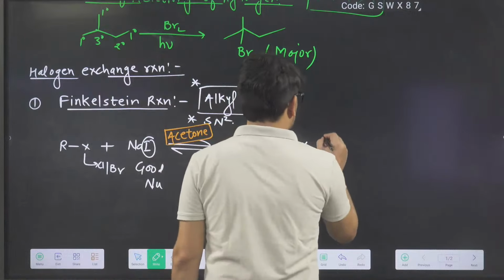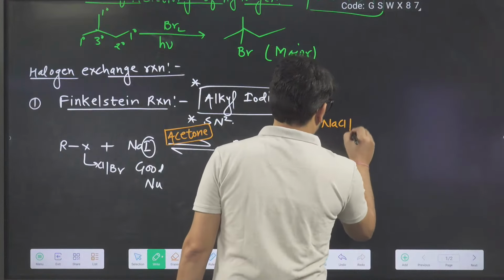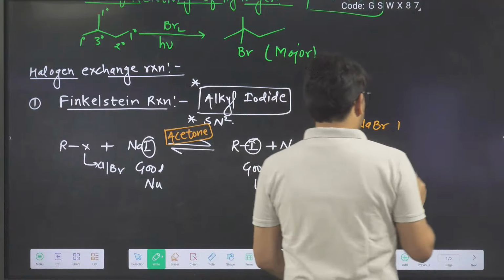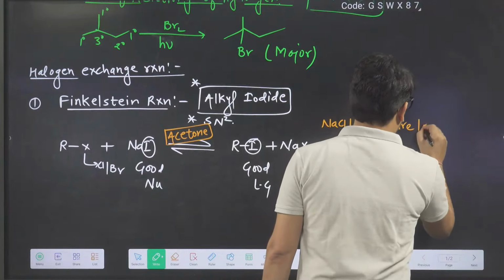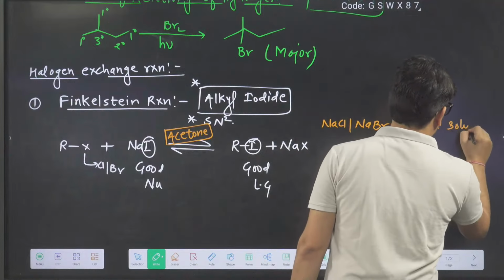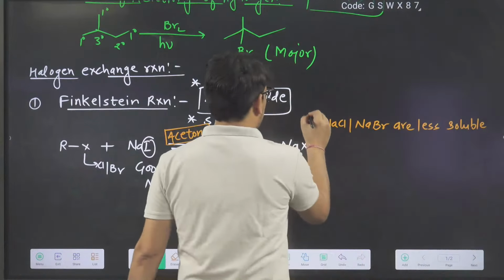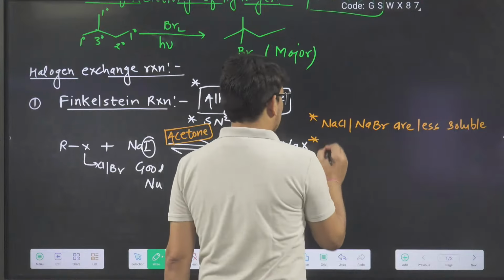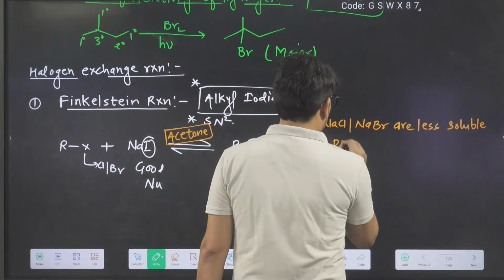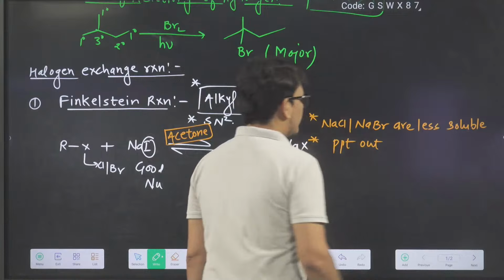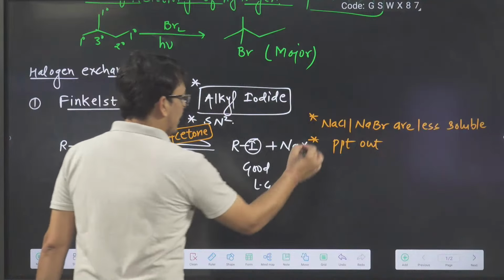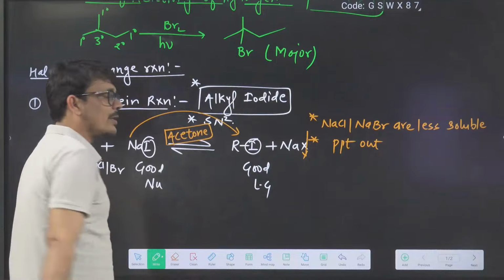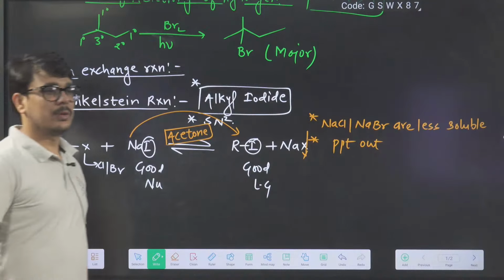In acetone, NaCl and NaBr are more soluble or less soluble? Less soluble. So they will get precipitated out. If they get precipitated out, the backward reaction is not possible, and most of the reaction will shift in which direction? Forward direction. Clear to everyone?